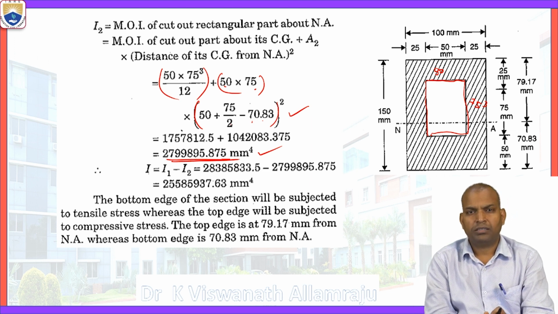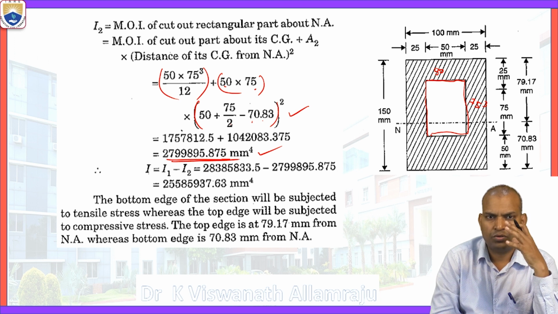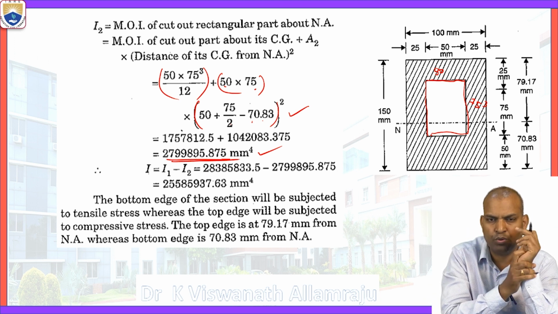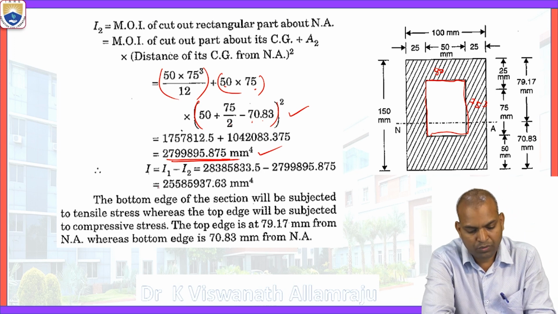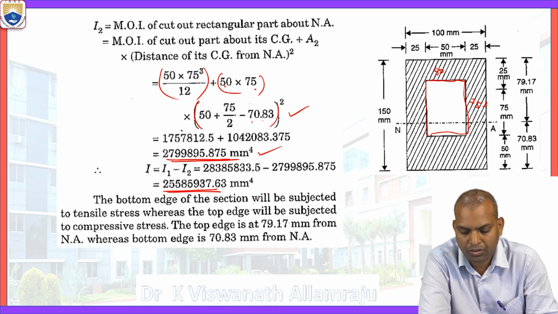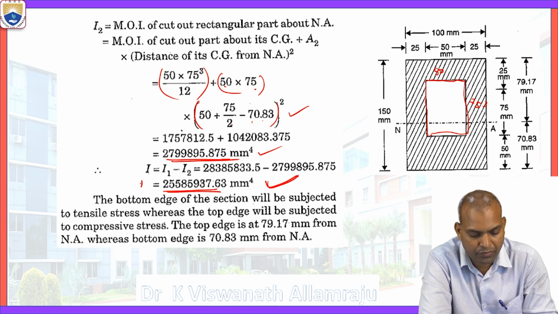We have to subtract the inner rectangle from the outer rectangle, then the hollowness comes, that is I1 minus I2. Then I1 minus I2, the total moment of inertia of this hollow rectangular section, is 2558597.63 millimeter to the power 4.